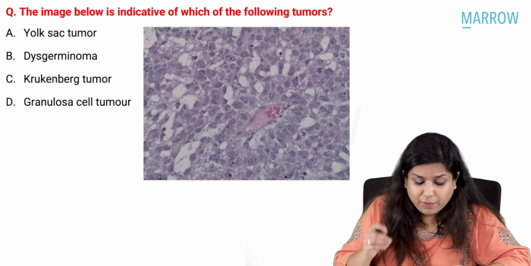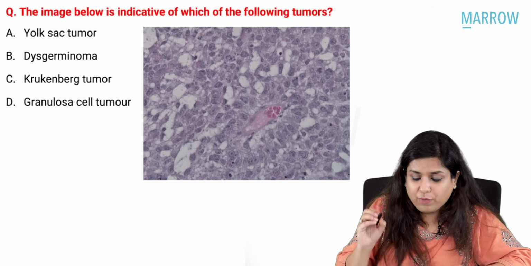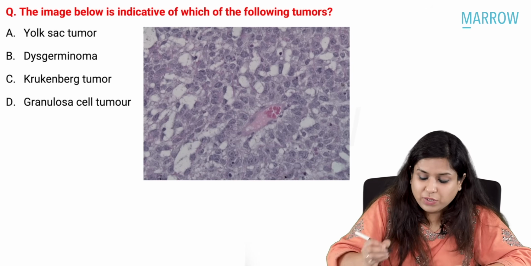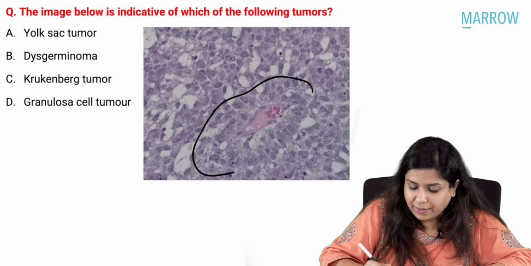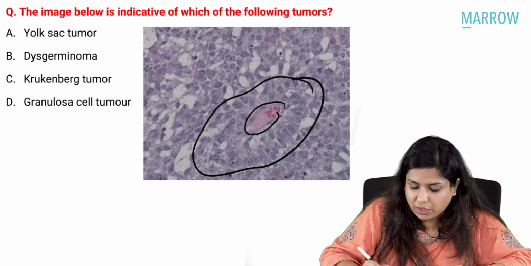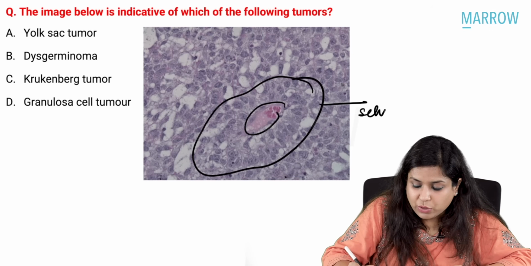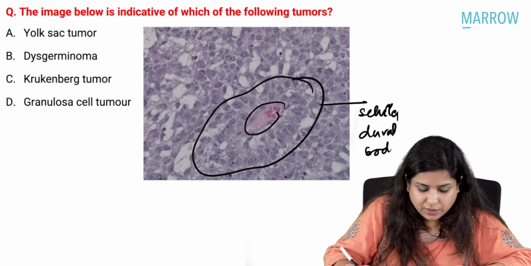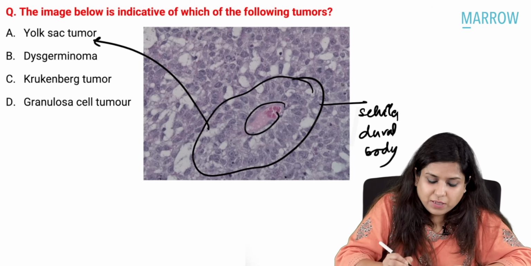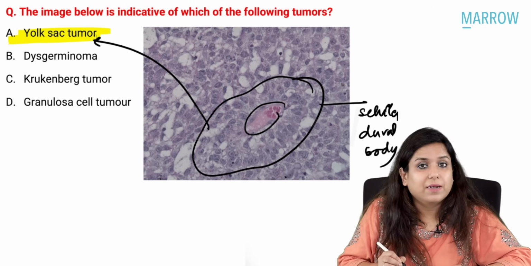Now, in the same paper, students, INI CET paper, this question was also asked from an ovarian or a testicular tumor. The image below is indicative of which of the following tumors. This was an image which was given, and in the image I could see a Schiller-Duval body, right? Now, Schiller-Duval bodies we all have done. These Schiller-Duval bodies are seen in yolk sac tumor. That is why the answer was yolk sac.